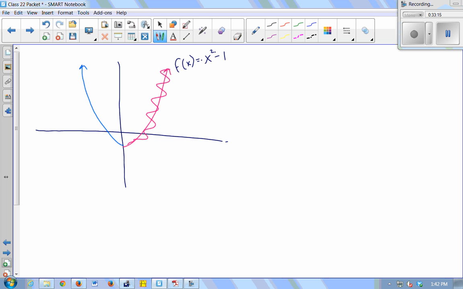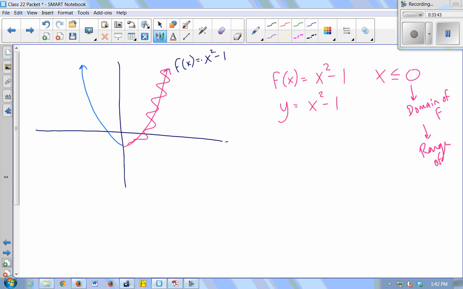All right, so my new function f, I'm going to define as f of x equals x squared minus 1, but I'm going to restrict x's to the left side of 0. Okay. So now let's see, what do we come up with if I try to figure out what f inverse is? y equals x squared minus 1. And this x less than or equal to 0, this is the domain of f, which means it's the range of f inverse, right? So my outputs for f inverse have to be negative because my inputs for f are all negative.